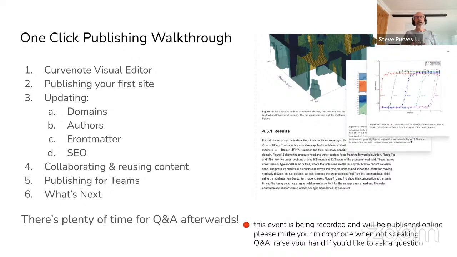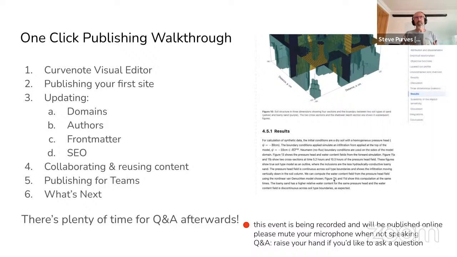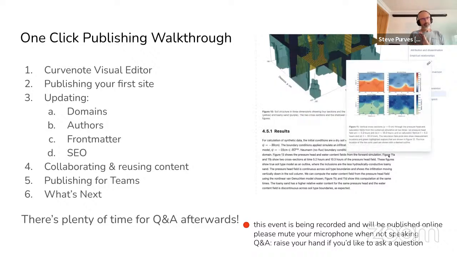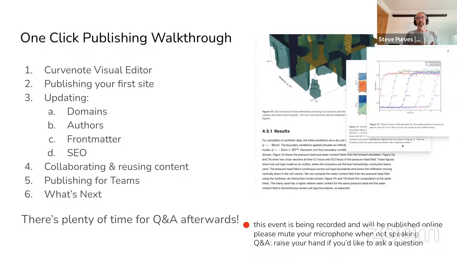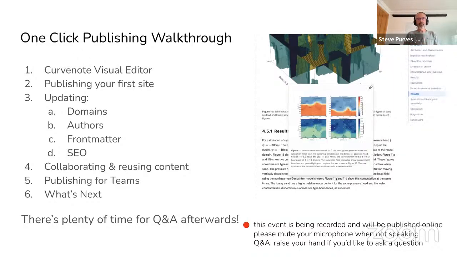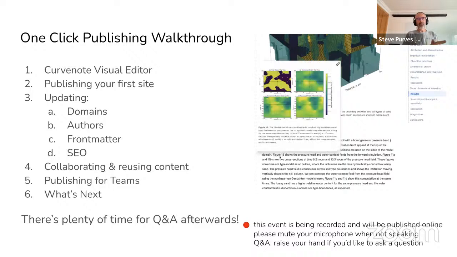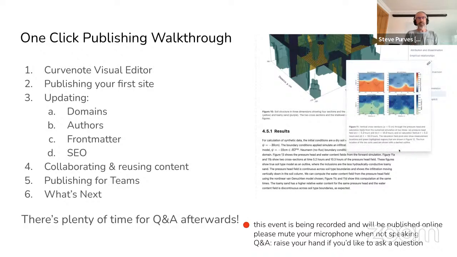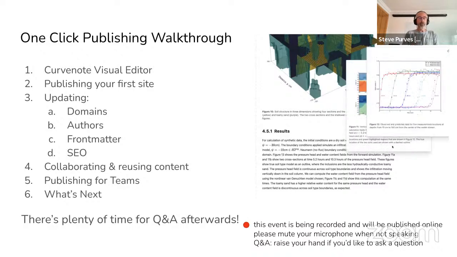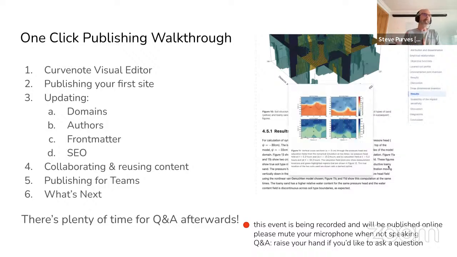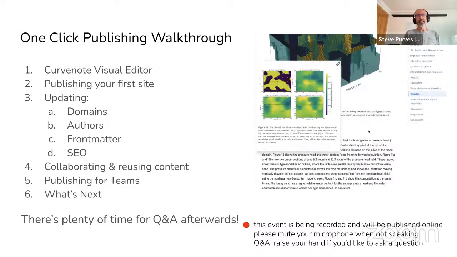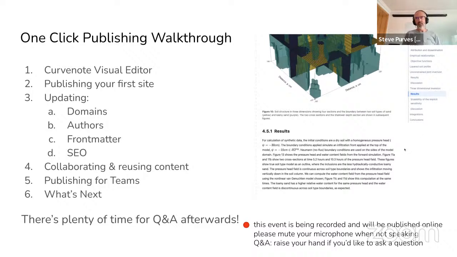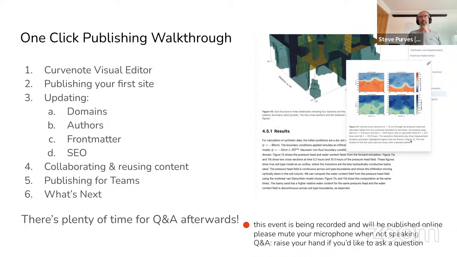We'll go through and use options in Curvenote to set that up, and continue and publish some updates to the website as we go. And then we'll also look at how to collaborate and reuse some of that content for different purposes in Curvenote. I'll also touch on publishing for teams, because these features are equally available for a group of people under the name of a team, rather than somebody's individual account. And hopefully there's plenty of time for Q&A at the end.